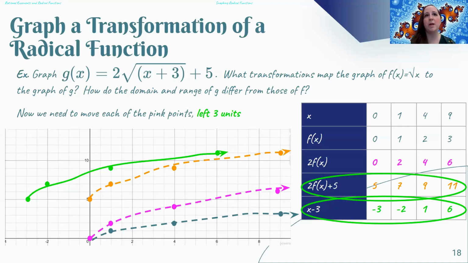So since I'm changing my domain and range, right, instead of for my domain, my x values being greater than or equal to 0, they're now going to be greater than or equal to -3 because that's where they start, okay? My range is going to be the same thing. Instead of greater than or equal to 0, it's greater than or equal to 5 because I can't put anything less than 5 or less than -3 in for y or in for x because then I would get a negative number.